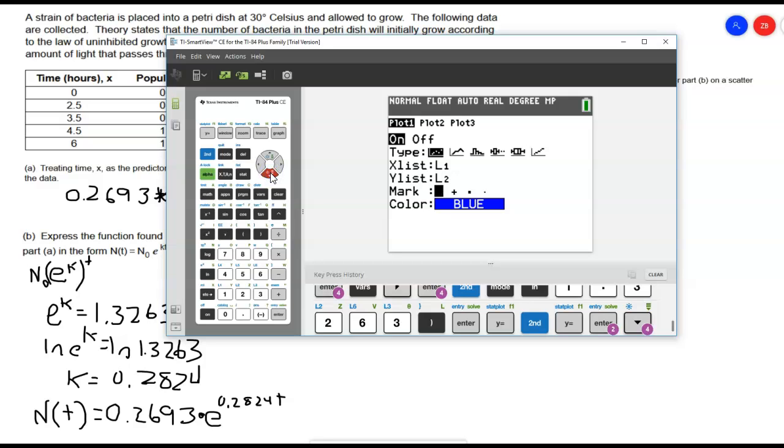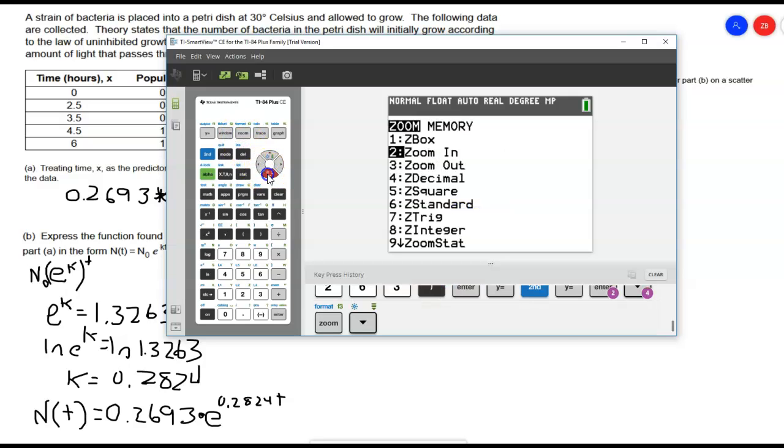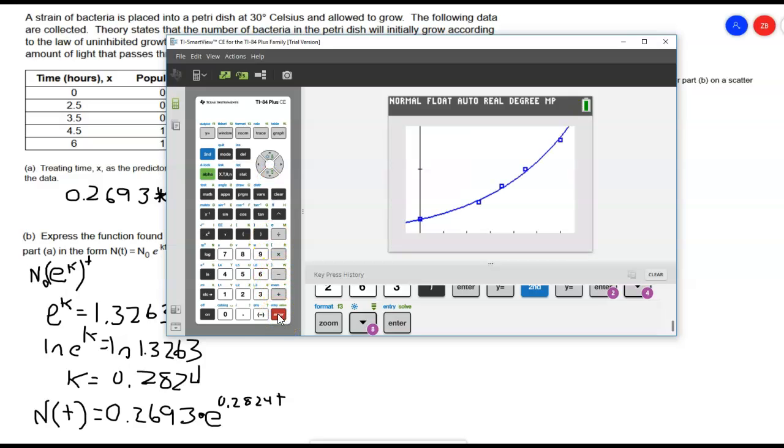I'll keep everything else the same there. And then I'm going to go to ZoomStat, and that'll zoom around my stats. It puts my equation right in there, and you can see that that line almost perfectly goes through the dots.